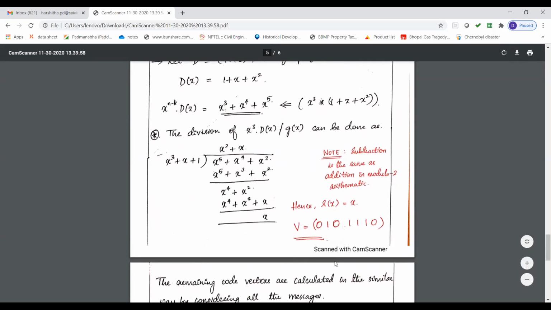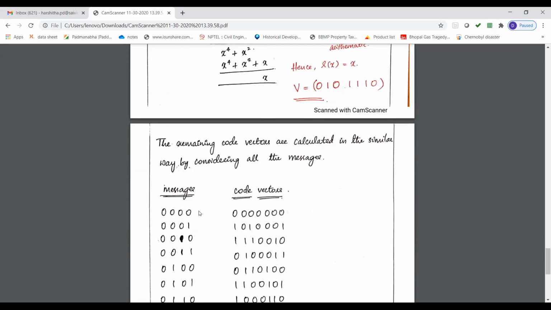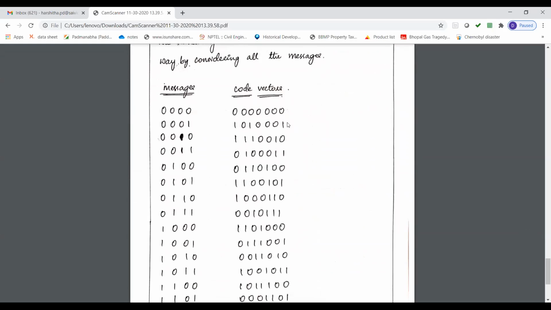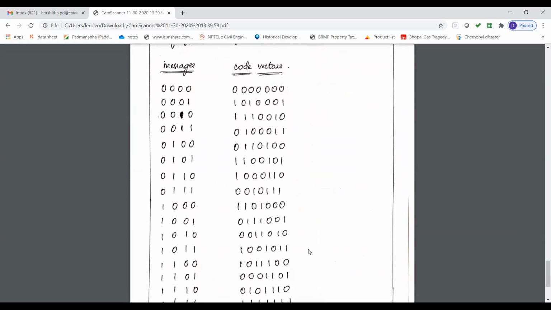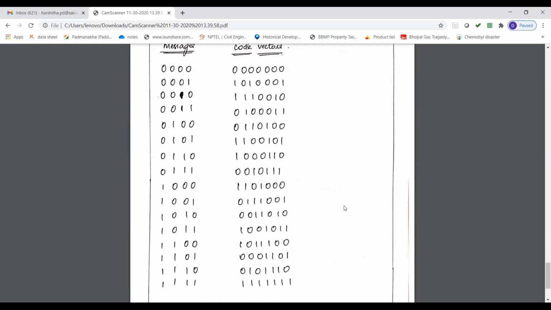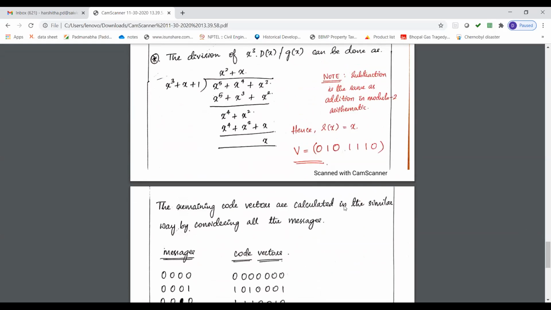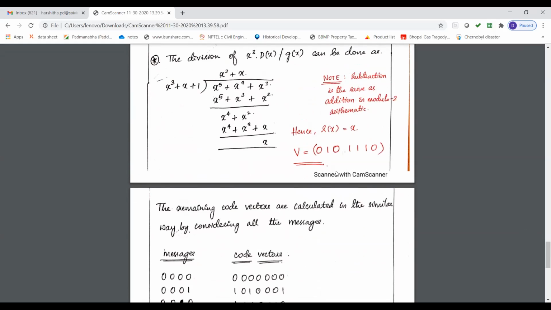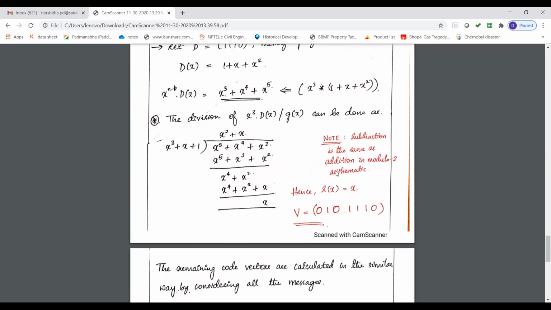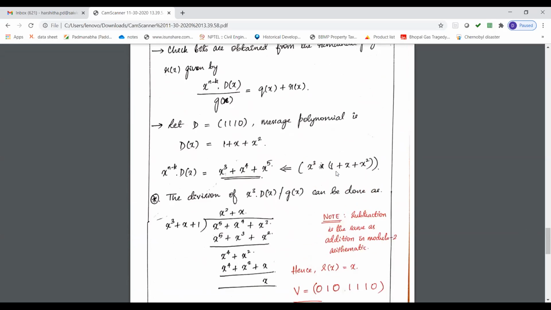So I want all of you to consider all these 16 messages and find out the code vectors for all the respective messages and cross verify whether you are getting these code words or not. In case of any difficulty in calculation or any doubts, you can always contact me. I'll clear them. So this is about this session.